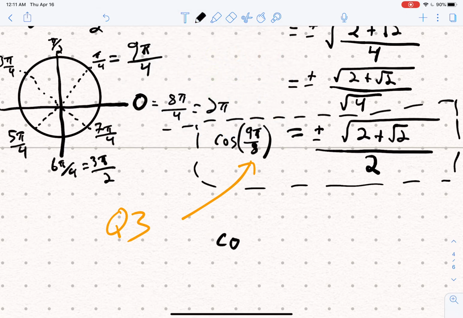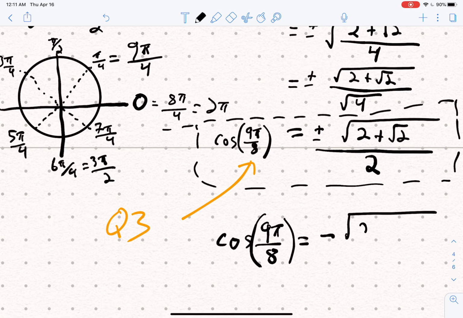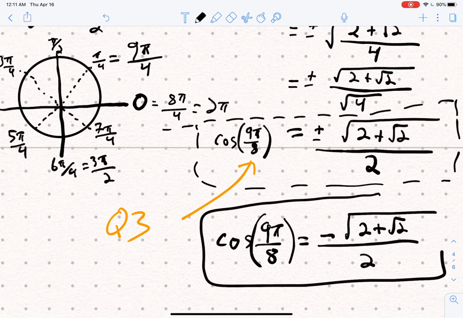So final answer, cosine 9 pi over 8 is equal to negative radical 2 plus radical 2, whole thing over 2. And that's our final answer. And just so that it's written down here, Q3 cosine is negative. Okay, that's our solution for part B. And take a look, think it through, go back and try the problem yourself, see if you can do it, and we'll go ahead and do part C now.